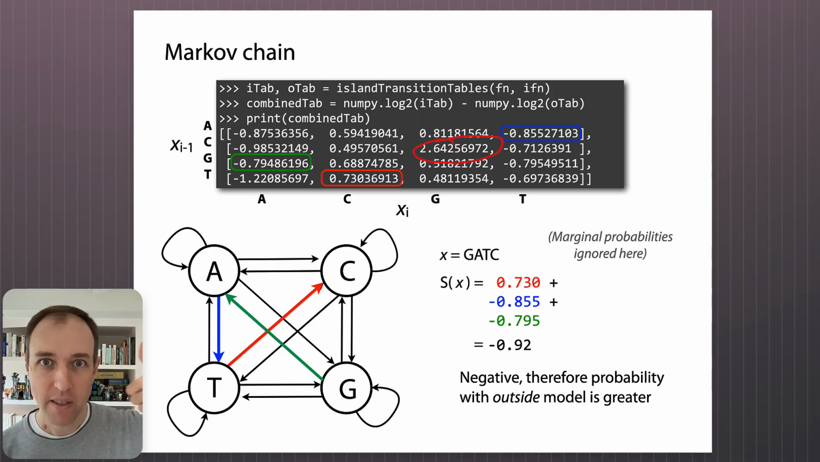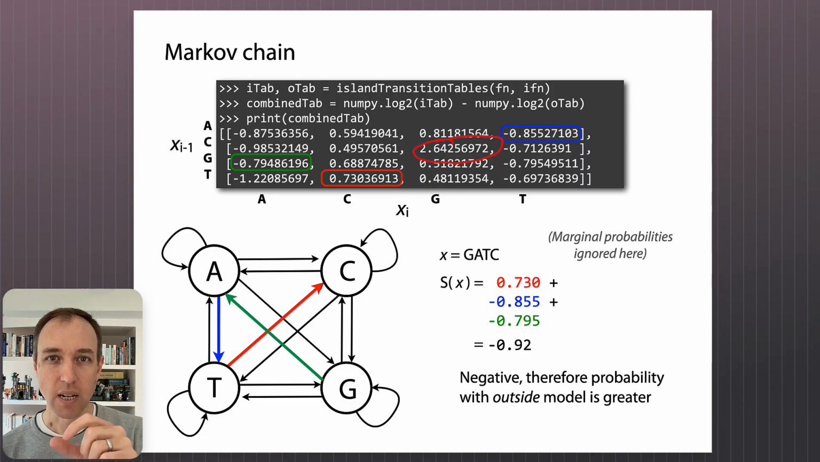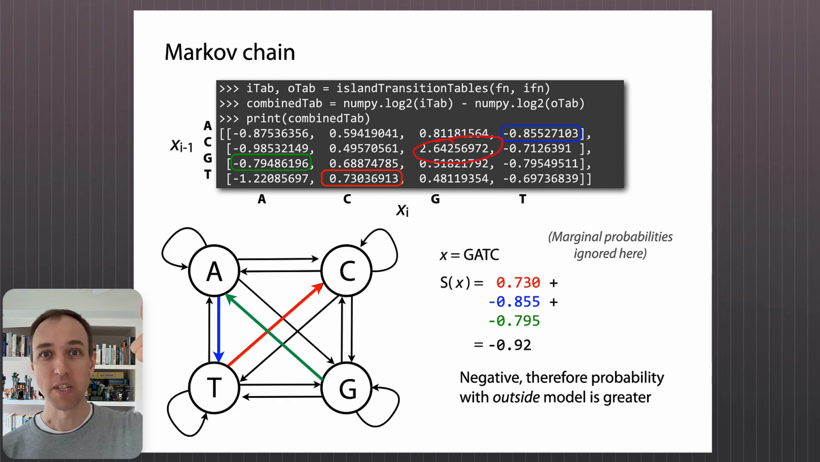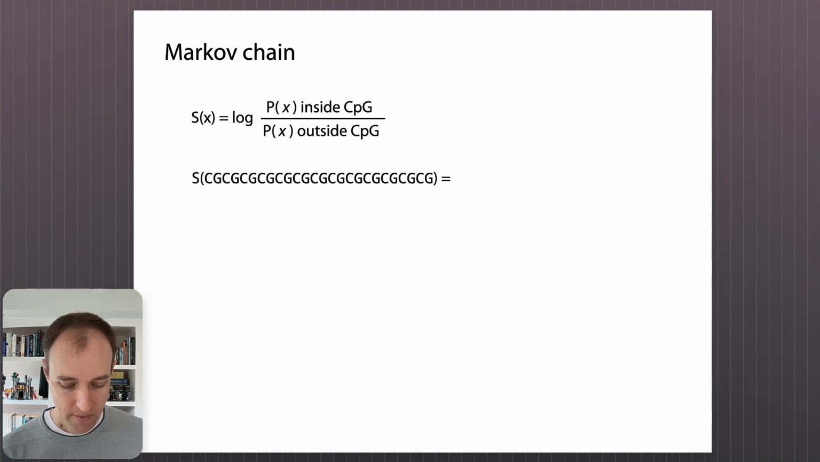And that makes perfect sense, because that element of the table corresponds to observing a C followed by a G. We're looking for CPG islands. So the log ratio of observing a CG inside versus outside should be high. We should see way more CPGs inside islands than outside, so that probability should be high. Okay, so that makes sense.